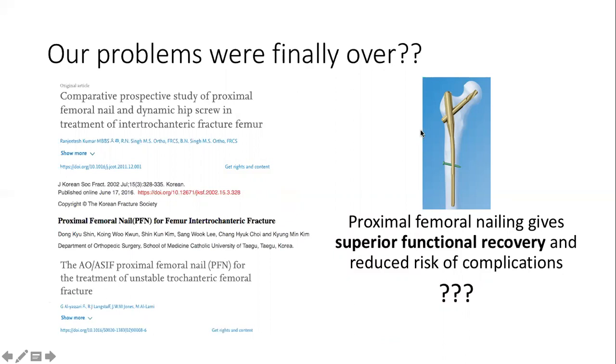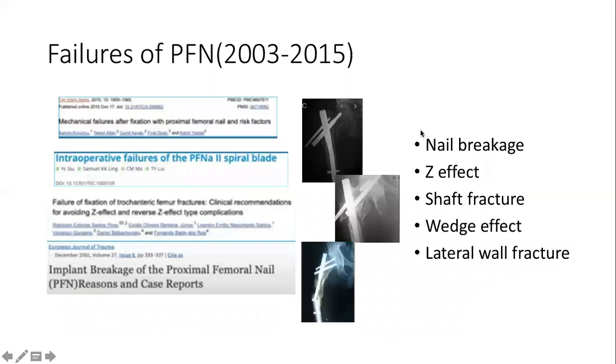So we were happy, but this was far from the truth. Eventually, once we started doing more and more PFN, a number of new complications unique to the proximal femoral nail system emerged. We have seen proximal femoral nails break. We have seen Z effect, especially in two-screw systems. We have seen shaft fractures, and the wedge effect is commonly seen during introduction of the proximal femoral nail. And we have seen lateral wall fractures due to placement of the proximal femoral nail.